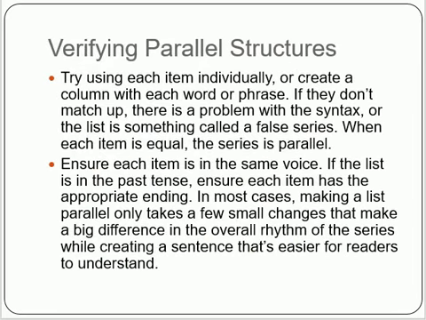The other thing is to ensure each item is in the same voice. If the list is in the past tense, ensure each item has the appropriate ending. In most cases, making a list parallel only takes a few small changes that make a big difference in the overall rhythm of the series, while creating a sentence that's easier for readers to understand. What we do sometimes in one sentence is have one part in the past tense and the other in the present tense, or one in the passive voice and the other in the active voice. So these are the differences.